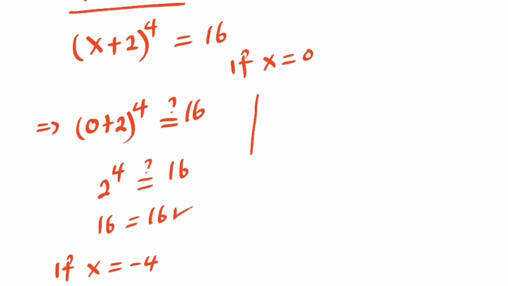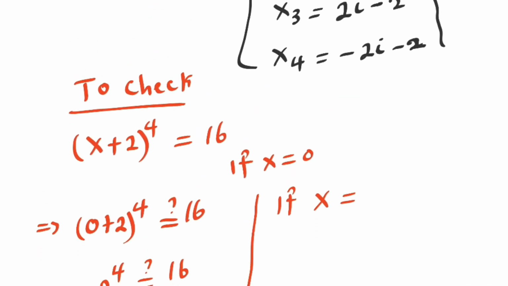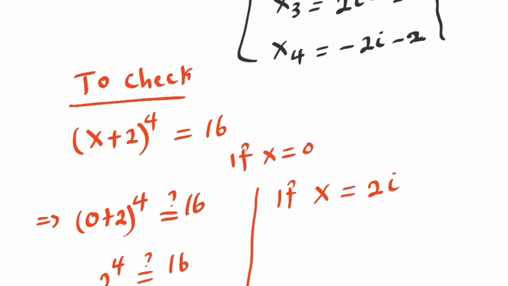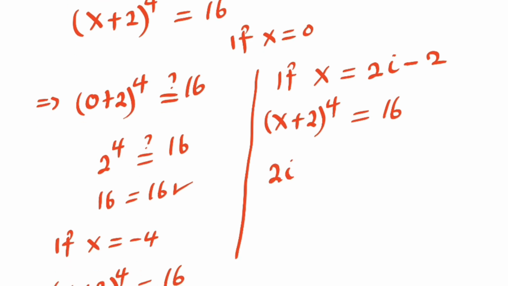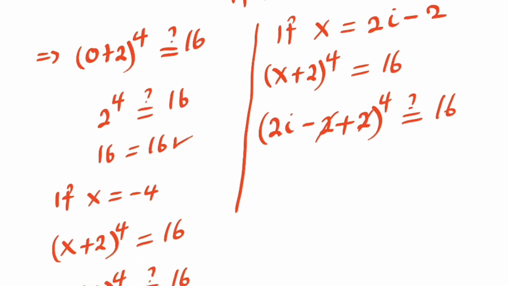Now, if x is equal to 2i minus 2, we have (x + 2)^4 is equal to 16. This is 2i minus 2 plus 2 raised to power 4 must be equal to 16. These two cancel these two. 2i raised to power 4 must be equal to 16.